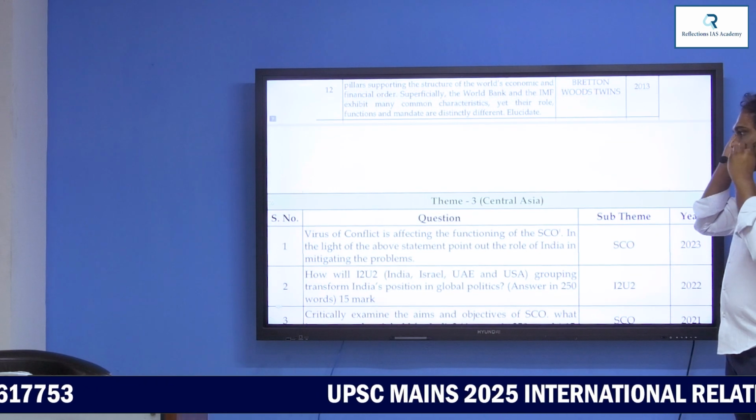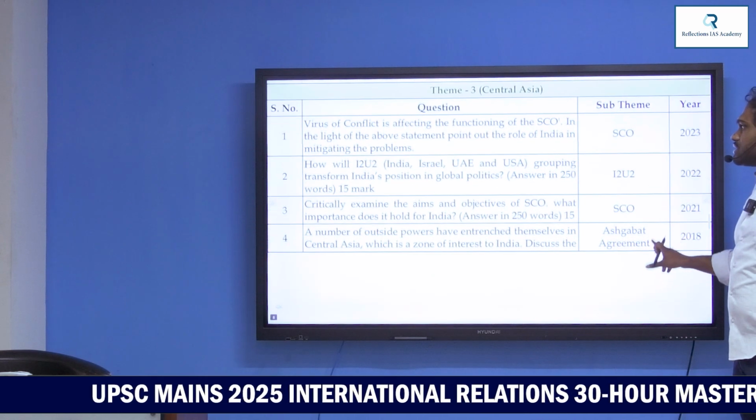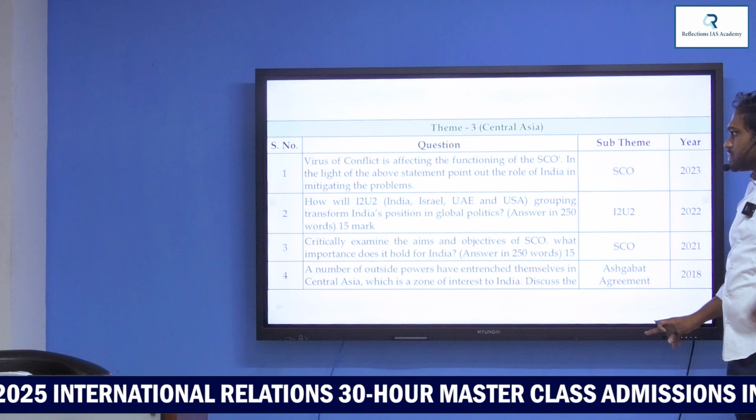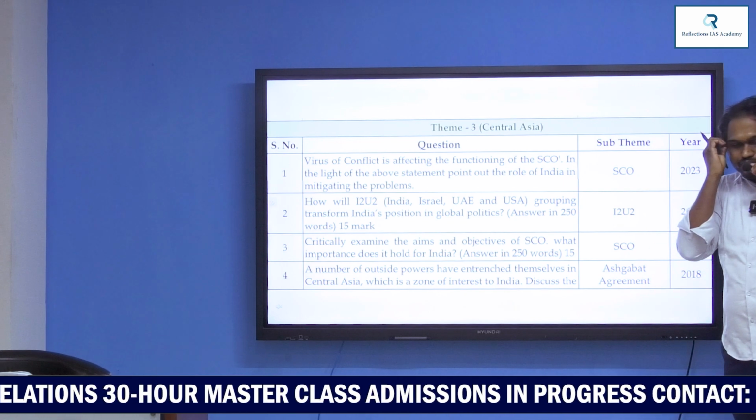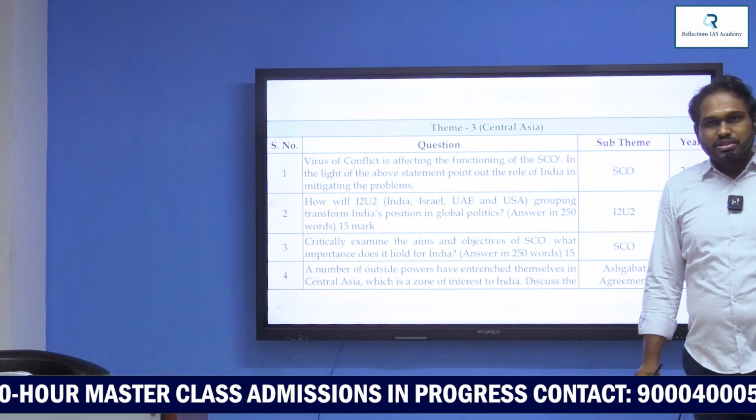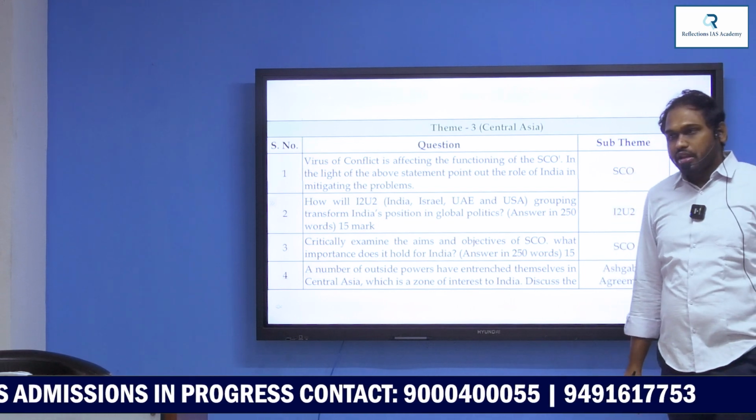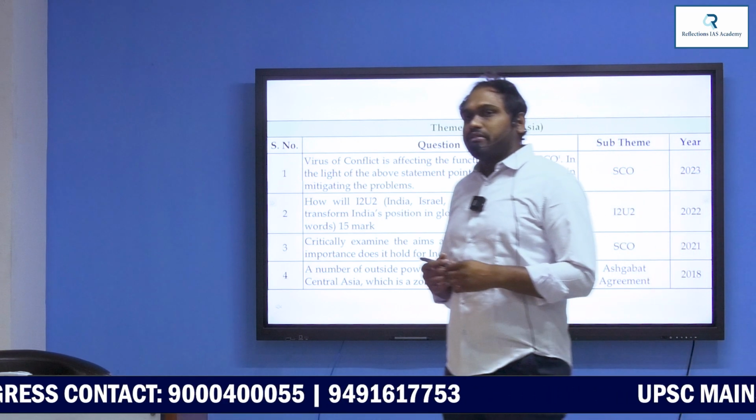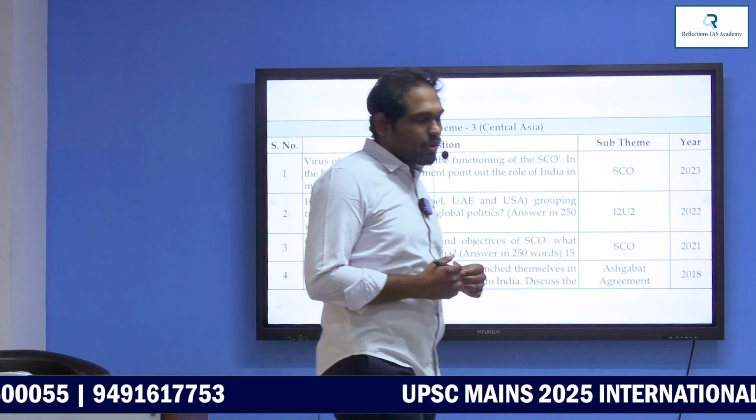Next, coming to theme 3. Theme 3 is Central Asia. What is this Central Asia? What do you mean by Central Asia? The first component of the syllabus we have is India and its neighborhood. In the neighborhood, we have a lot of nations. What are they? We have one favorite nation in the neighborhood. You should tell its name. Yes, obviously it is Pakistan.